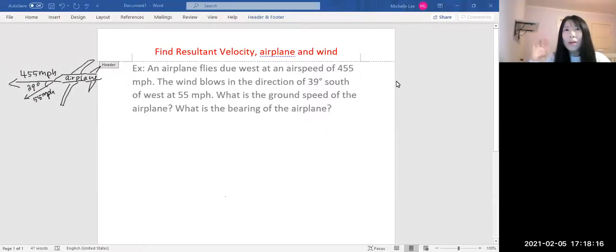Hello everyone, I'm going to show you how to find the resultant velocity of an airplane and wind at this time. Here is the example. Let me read.